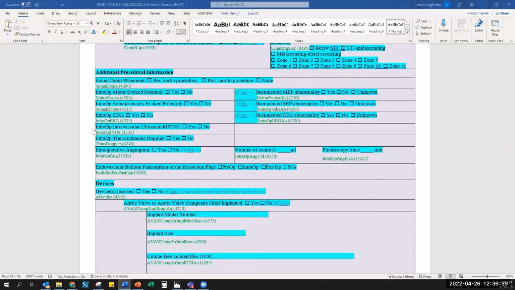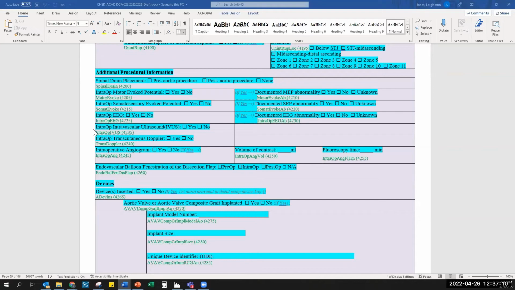So IVUS is sort of a unique point of view. It's kind of a picture. You can go in and get an idea of what the vessel looks like. It's kind of imaging of that vessel. They use IVUS a lot in the cath lab for coronary vessels, but you can also use IVUS intra-op for your coronary vessels and your aorta.